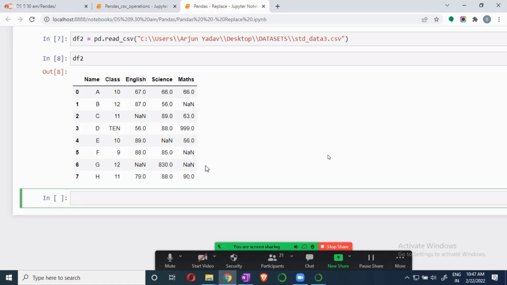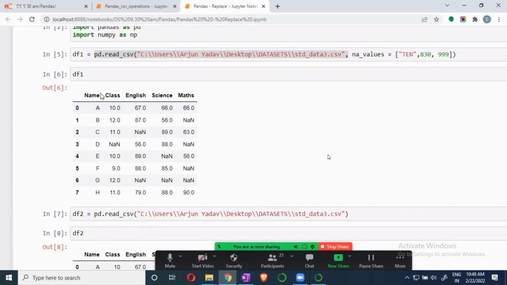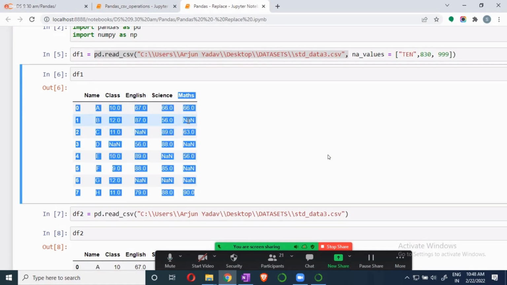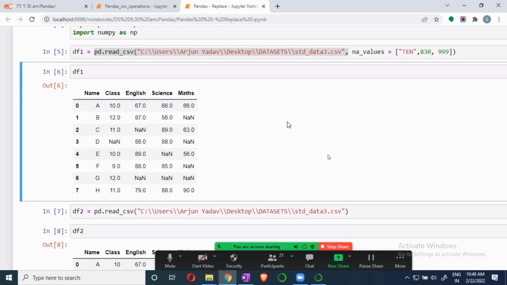Show the data means show the values, whatever data is there, show it. How will he show? He is sitting in the US, I'm sitting over here. I will request him to show the data over Skype or something like that. This is just to give us a value, give us an idea. Then he will say this is the name of the student, this is how it looks, this is the class, this is English, science, and maths. When he is showing the data, is there any way we can extract the data from this? How?